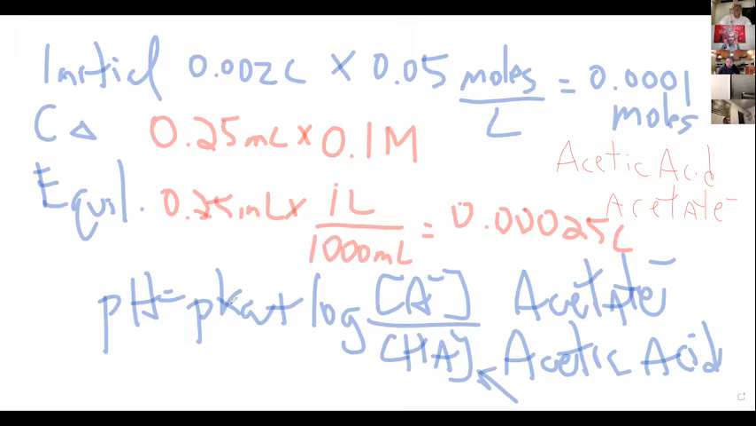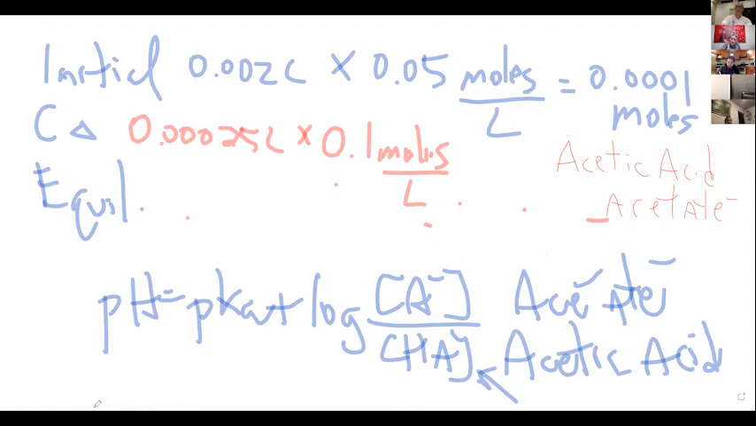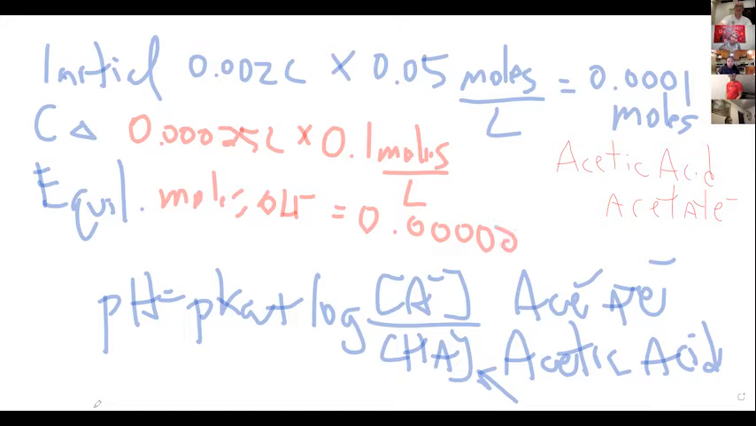That's how many liters. Times 0.1 moles per liter. I'm going to replace that number with my liters, which again, itty bitty, 0.00025 liters times 0.1 moles per liter. Well, how many moles is that? It's not going to be a lot. So moles of hydroxide is equal to 0.0000025. Not a lot, very, very small amount. But we're dealing with small volumes, so that's not surprising.